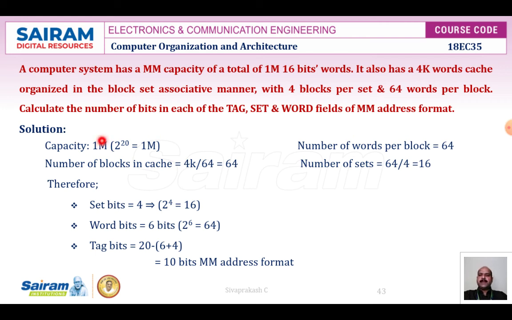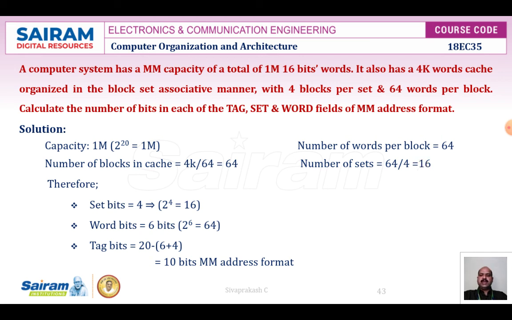So it's known that the capacity is nothing but 1M. So 2 to the power of 20 is nothing but 1M. Then the number of words per block has been given as 64, so we can take 64. The number of blocks in the cache is nothing but 4K divided by 64, since the cache consists of 4K words with 64 words per block. So 4K by 64 is nothing but 64 blocks. The number of sets: 64 blocks with 4 blocks per set, so 64 by 4 is nothing but 16.